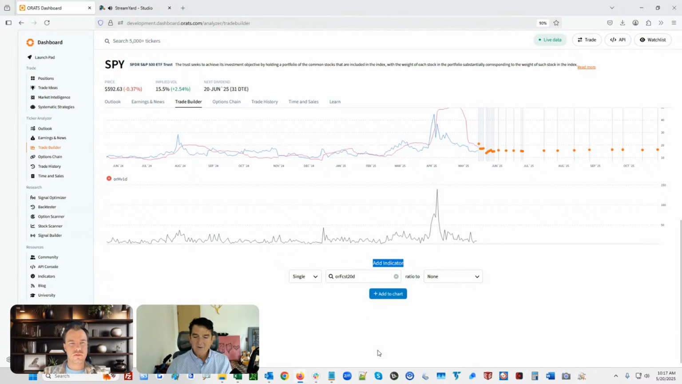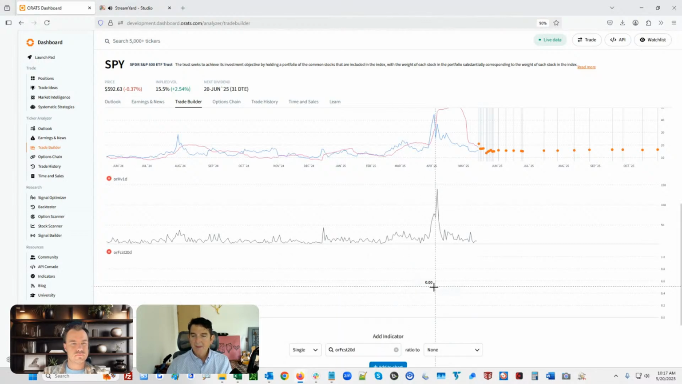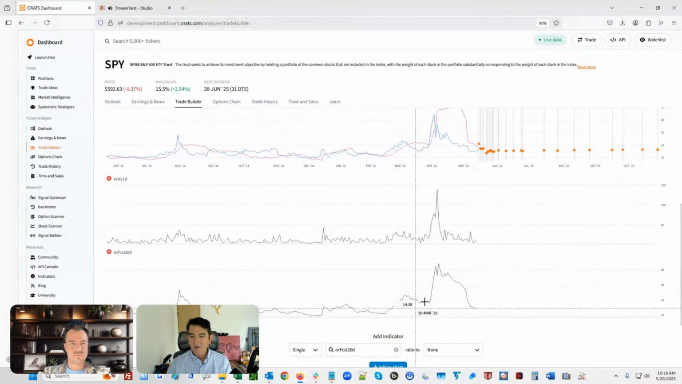So the ORATS forecast 20-day. You can start to see from the forecast, we use historical volatility, and as the volatility started going up, our forecast kept going up. Our forecast was way up, and then as it started coming down, our forecast comes down. You might say it's a little slow, but it's marking the market, following the market a bit.